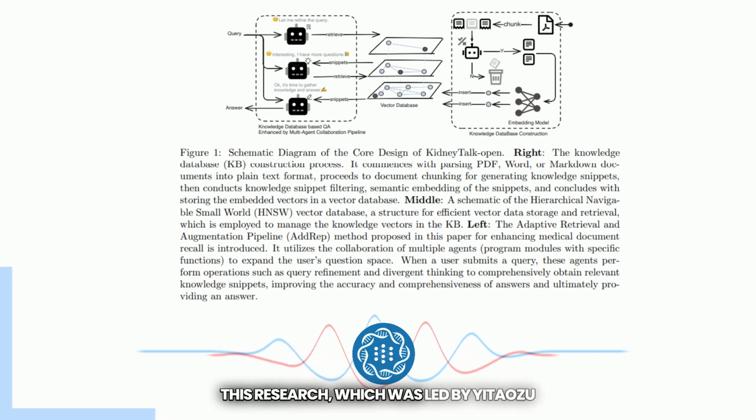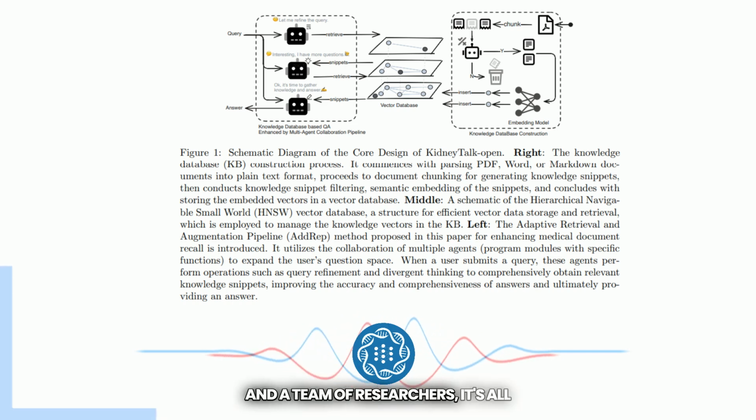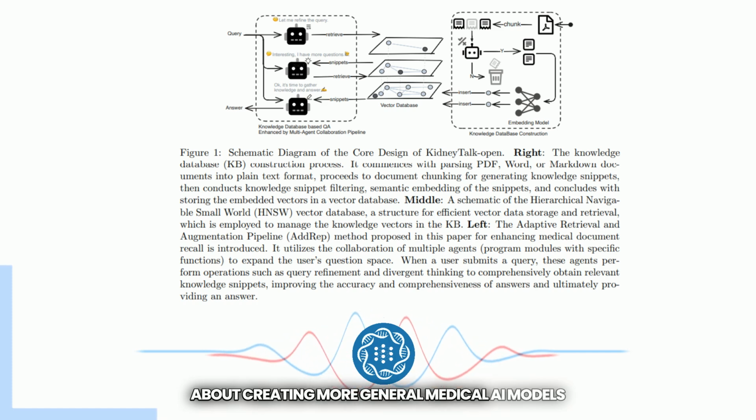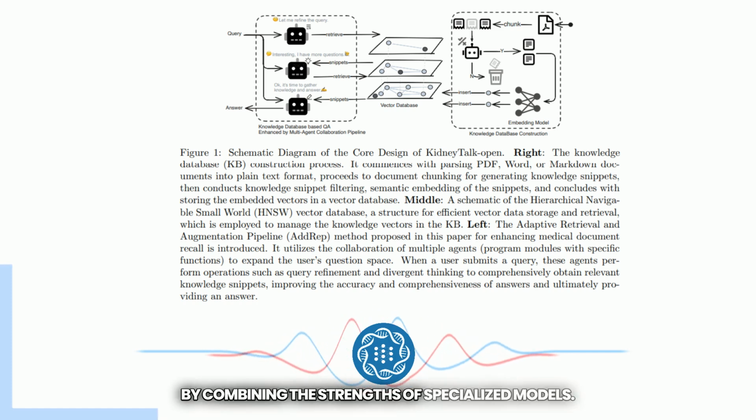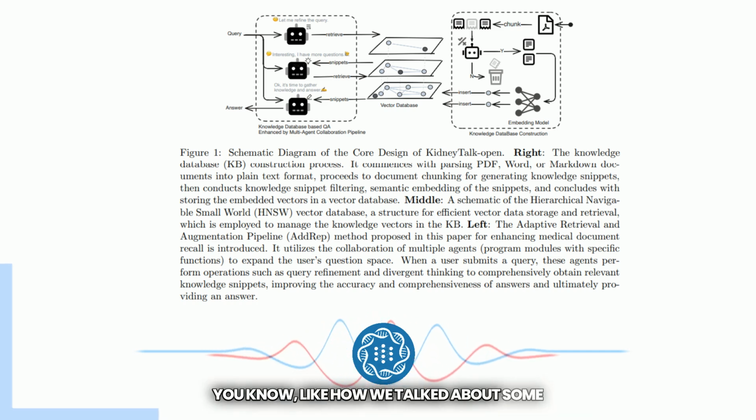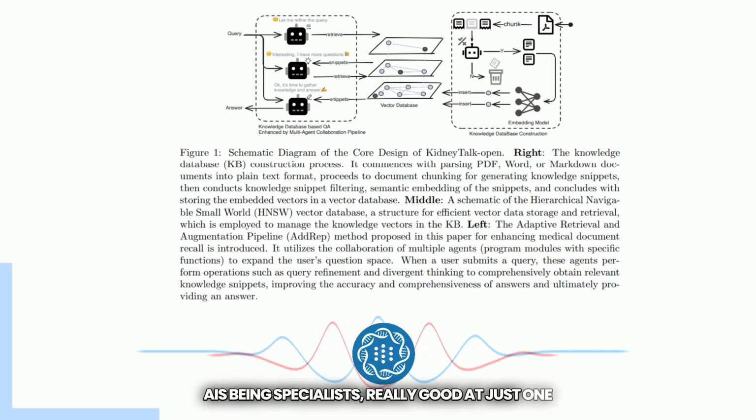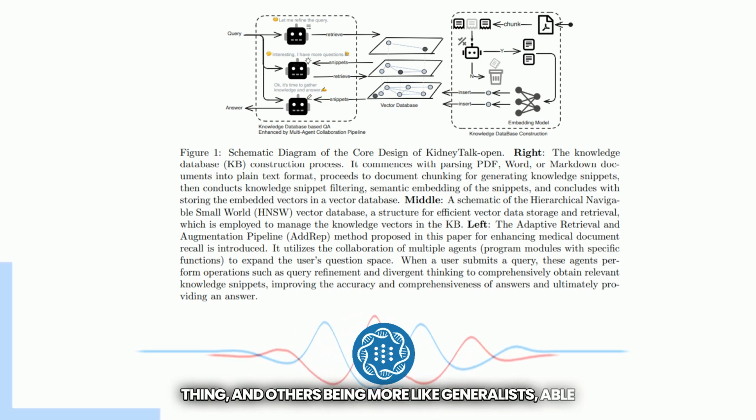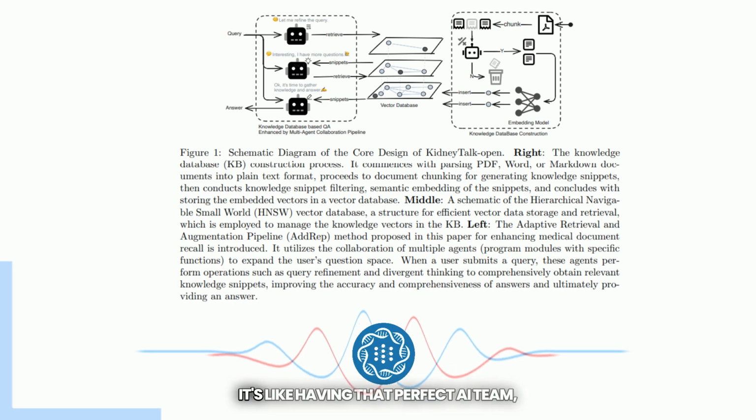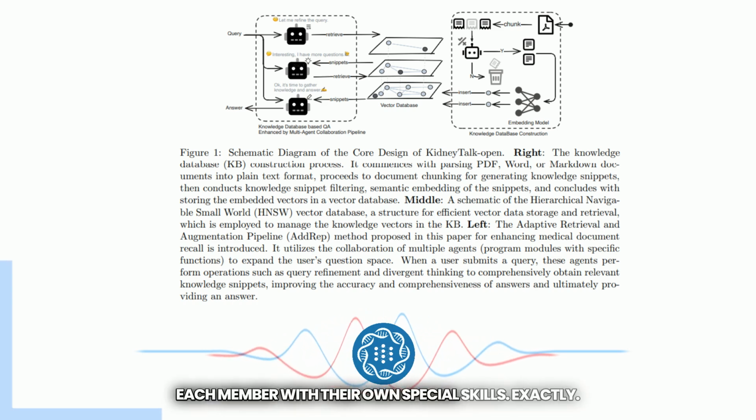This research, which was led by Yitao Zhu and a team of researchers, is all about creating more general medical AI models by combining the strengths of specialized models. Like how we talked about some AIs being specialists, really good at just one thing, and others being more like generalists, able to handle a wider range of things. Yeah, it's like having that perfect AI team, each member with their own special skills.